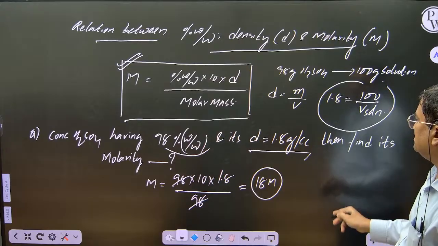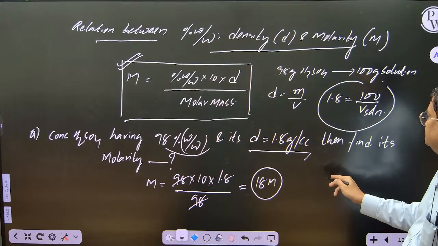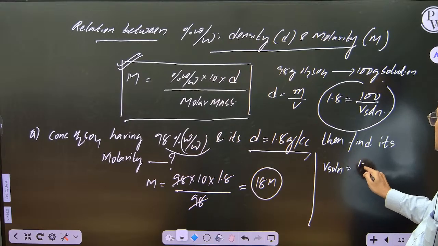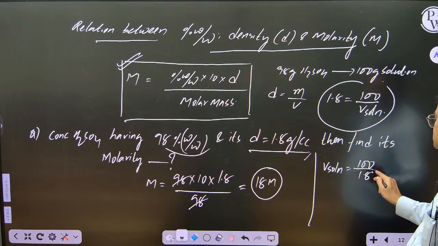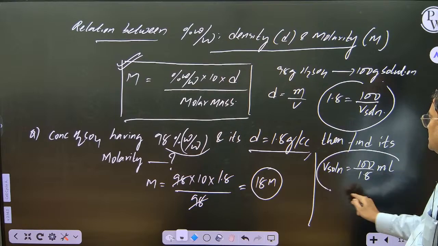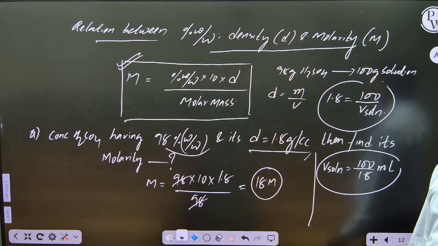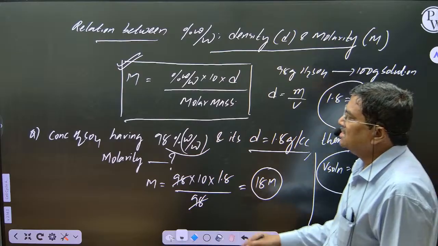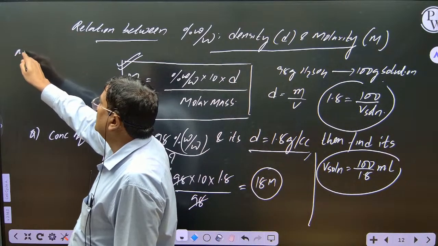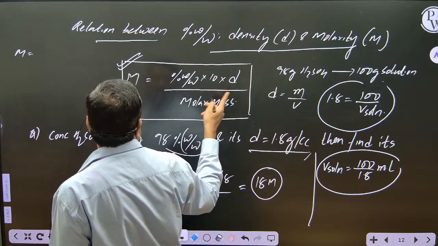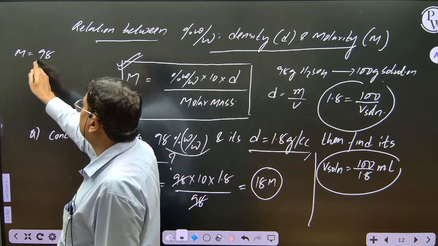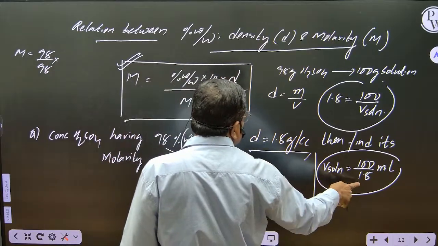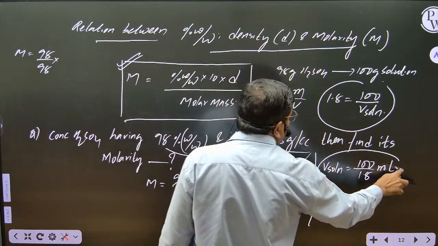Now from this, tell me what will be the volume of solution? I write here, volume of solution comes how much, student? 100 upon 1.8. This will be in what unit? Milliliter. Copy this up here. Now molarity means what, student? Molarity is nothing but the mass of substance by molar mass by volume. Do we know mass is 98? What is the molar mass? Molar mass is also 98. But the volume we got, this is the volume, no?